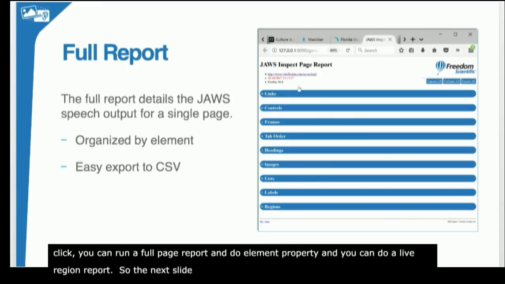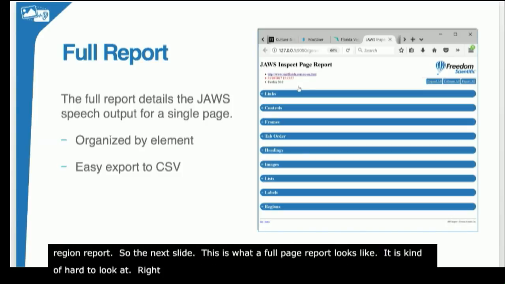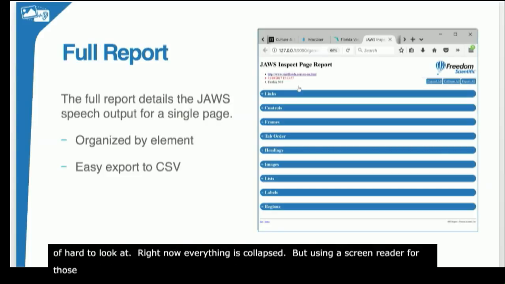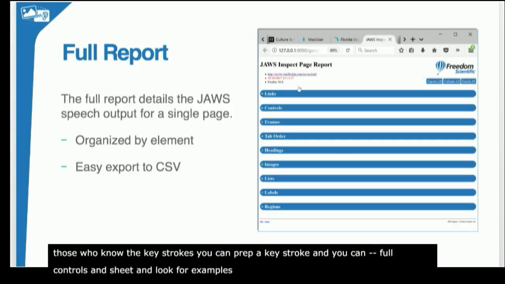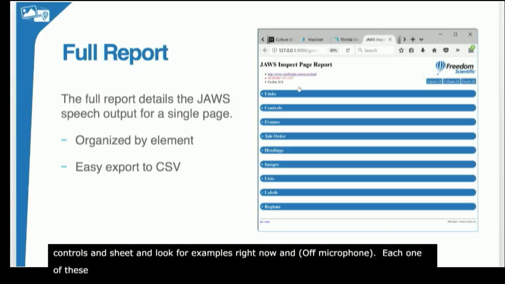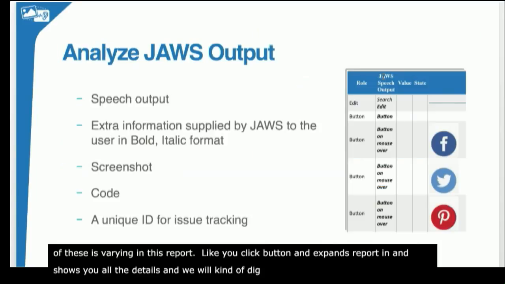This is what a full page report looks like. This is kind of hard to look at because right now everything's collapsed. But similar to using a screen reader, for those who know the keystrokes, you could press a keystroke in screen readers today to get a list of links. You can get a list of form controls, get a list of headings, get a list of regions. I'll just use those 4 as examples right now. And images is another fun one, right? And so each one of these is buried into this report. When you click or press enter on a button that expands that report, it's going to show you all the details. And we'll zoom in now when I press, go to the next slide, please, Mark.